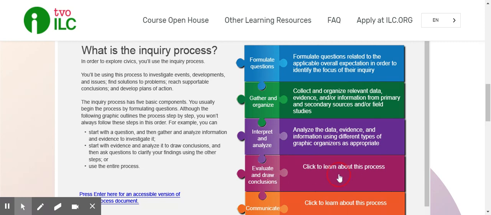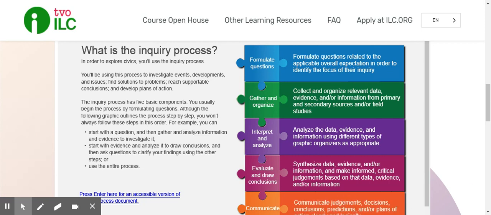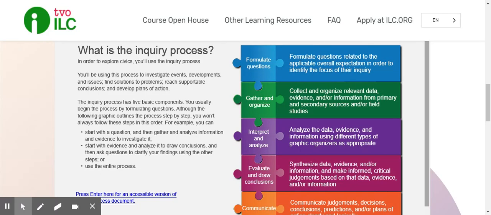Fourth, you will evaluate and draw conclusions. This is where you synthesize data, evidence, and/or information and make informed critical judgments based on that data, evidence, and/or information. The 5th step, you communicate. So you communicate your judgments, decisions, conclusions, predictions, and/or plans with an audience in a method of your choice. Let's keep going.